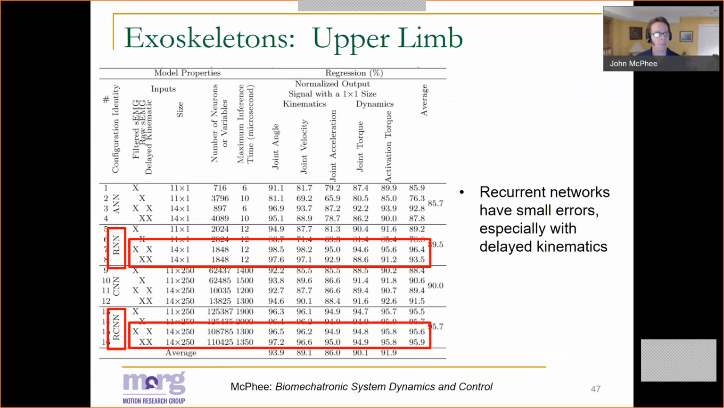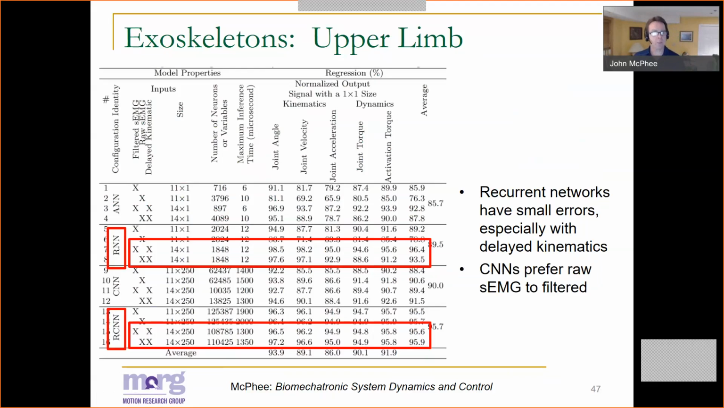The results from these different neural networks are quite interesting. We've trained 4 different neural networks: an artificial neural network, a recurrent neural network, a convolutional neural network, and a recurrent convolutional neural network. It turns out that the recurrent networks have relatively small errors. You can see basically the accuracy reported here for the different networks, especially when we use the kinematics from previous time steps as inputs to the neural networks.